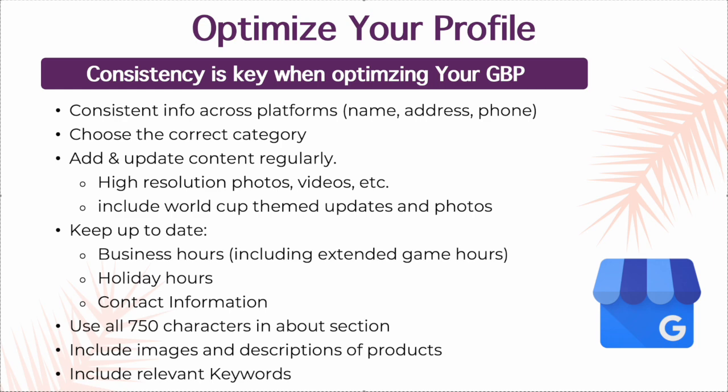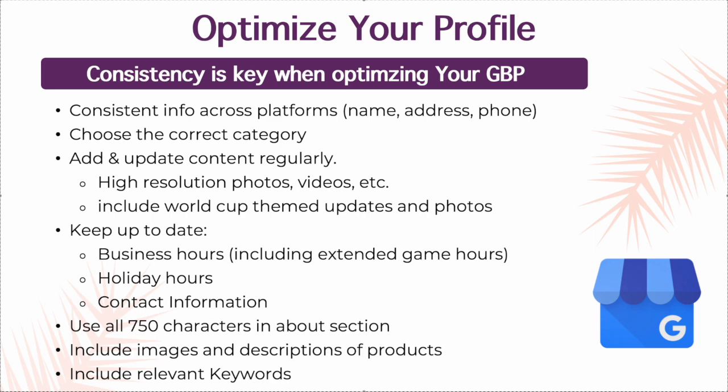Within your profile, you have the opportunity to choose categories. Generally, they're broad, like restaurant, but sometimes it can get a little bit more specific, like sushi restaurant, steakhouse, things like that. So it's really important that you choose the correct category. And if there are other categories, you can have up to usually 4 or 5.